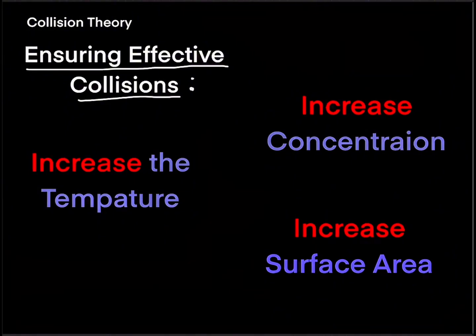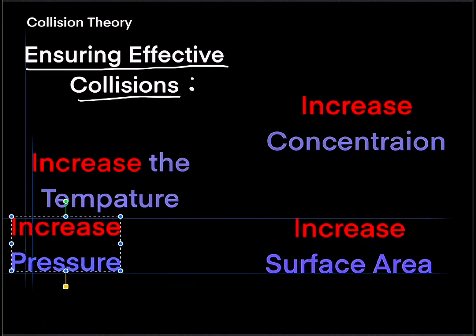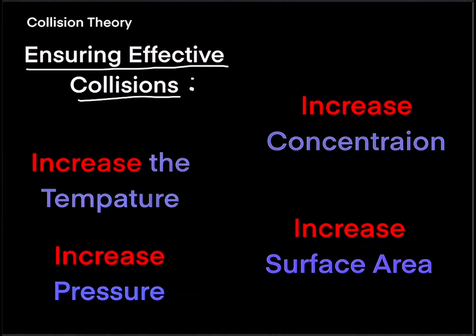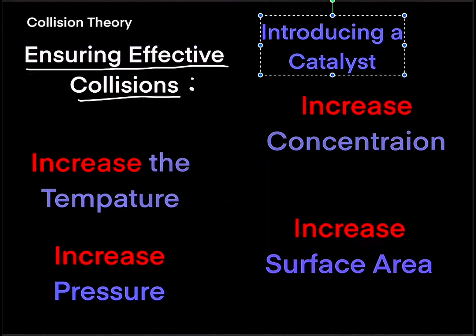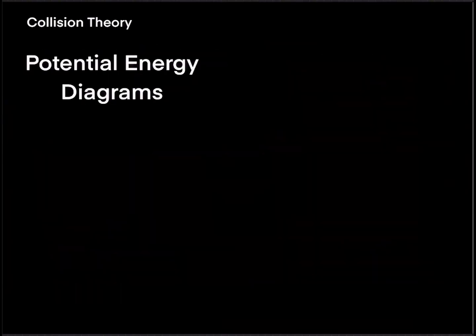Last but not least, we have increased pressure, which only applies to gases. Increasing the pressure keeps the gases dissolved and able to react with one another. Lastly, we have introducing catalysts to ensure effective collisions because it provides a quote-unquote alternate reaction pathway, aka a shortcut for the reaction. This pathway will ensure a faster reaction rate, therefore more particles colliding with each other.